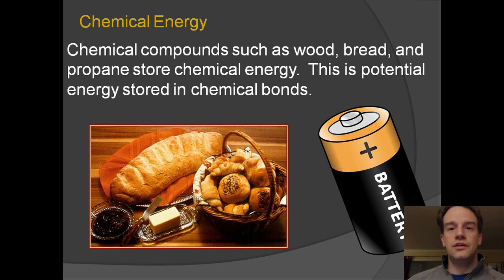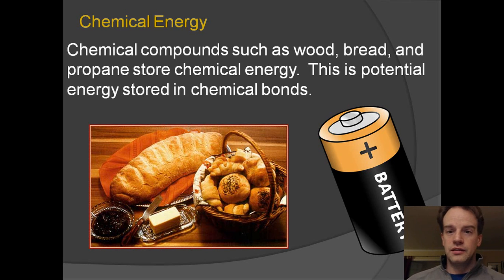Chemical energy, this is a form of potential energy, and it's energy that's stored in compounds using chemical bonds. And we can find this in wood. We burn it, right? We can change that chemical energy into something else. It's stored. Bread, our body breaks down food and uses that energy.